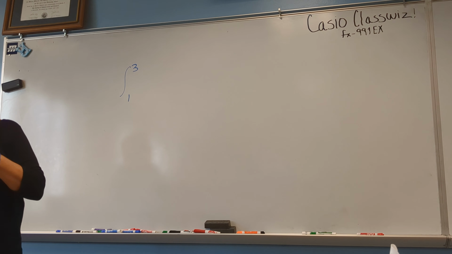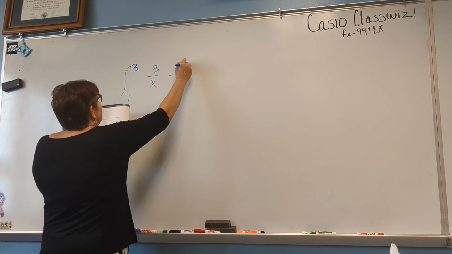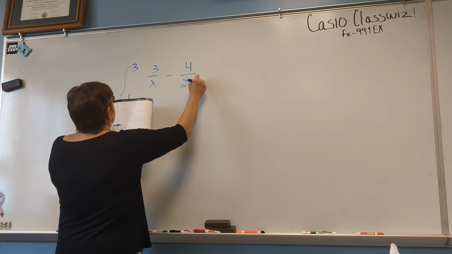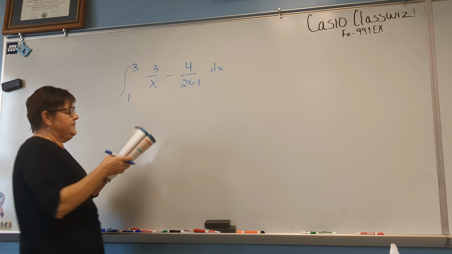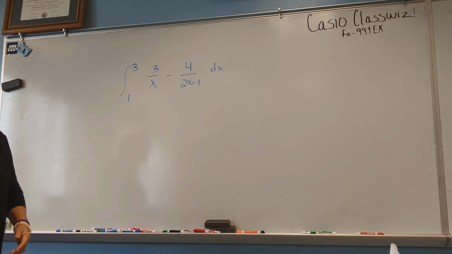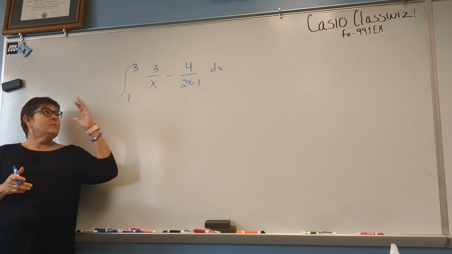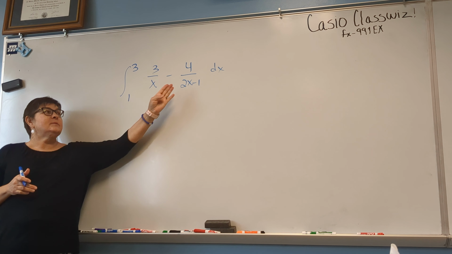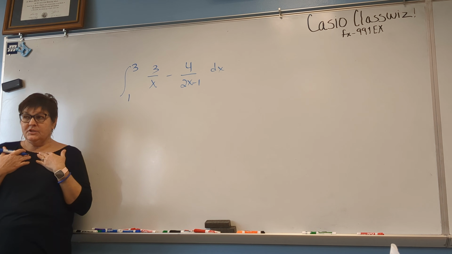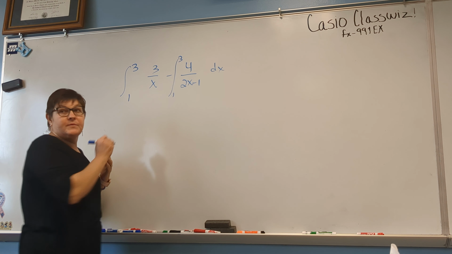Okay guys, I am going to give you a problem right now, just to get your brain going again. So this is 3 over x minus 4 over 2x minus 1. I'm going to give you an attack method on it. You recognize there are two totally different things that need to be integrated, so my suggestion is to treat them as two totally different integration problems.